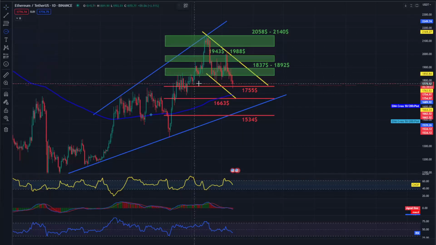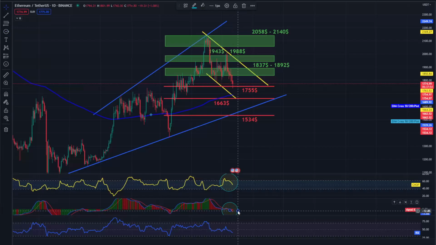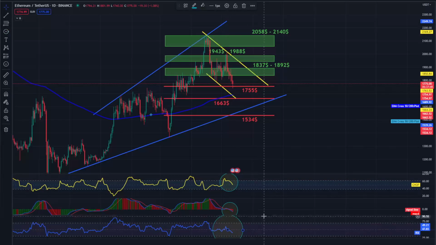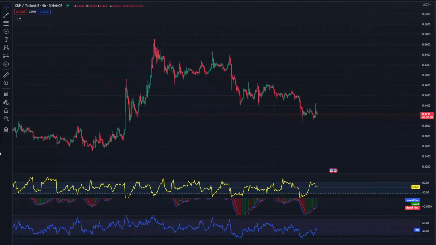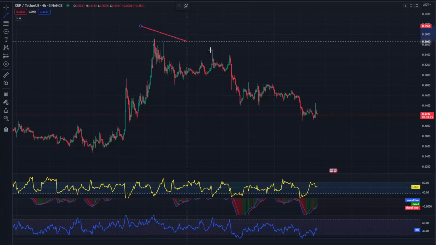The CHOP index indicates that there is still energy left for the continuation of the movement. The MACD indicator is in a downtrend. On the other hand, we see a rebound on the RSI, but there is still room for the price to go a little lower. As the third one, we will check the XRP chart, this time on a 4-hour interval.